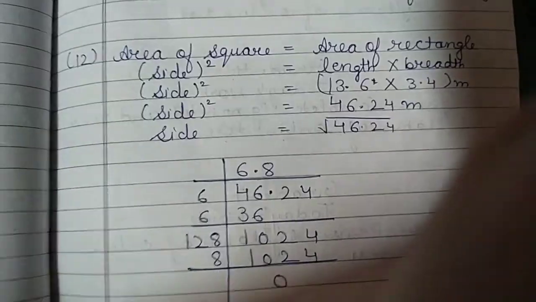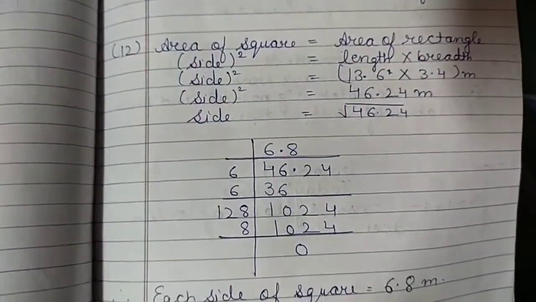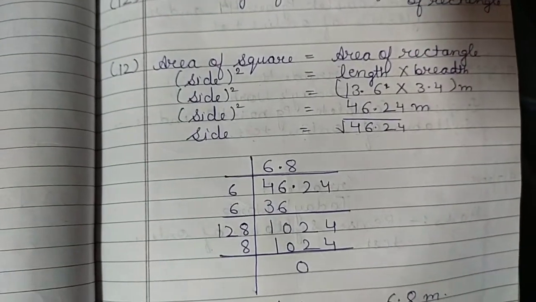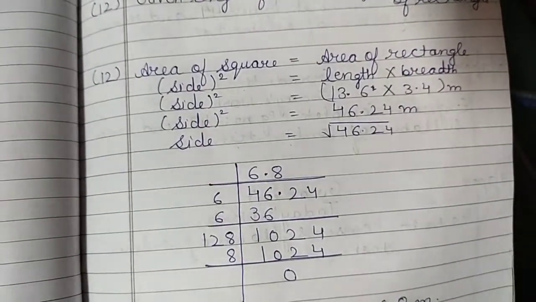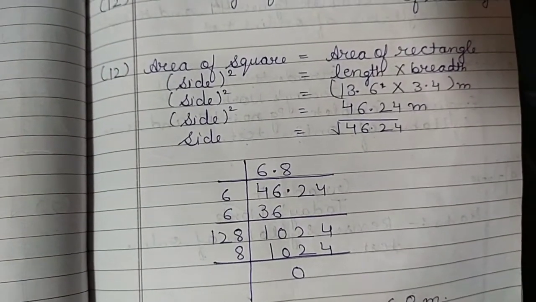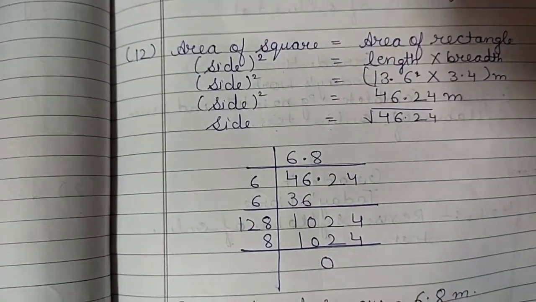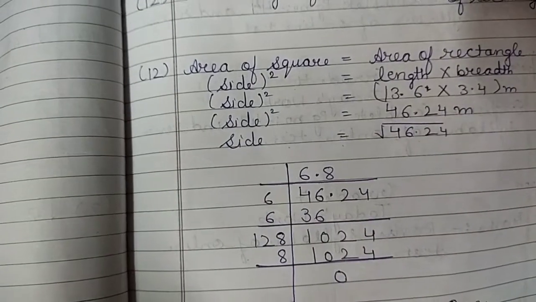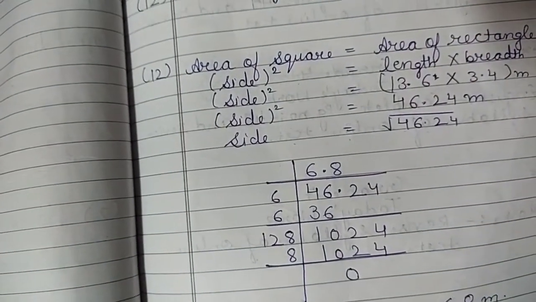First of all, we will understand the statement of this question. Find the length of each side of a square whose area is equal to the area of a rectangle of length 13.6 meters and breadth 3.4 meters. So we have to find each side of a square. हमें square की एक side find out करनी है.